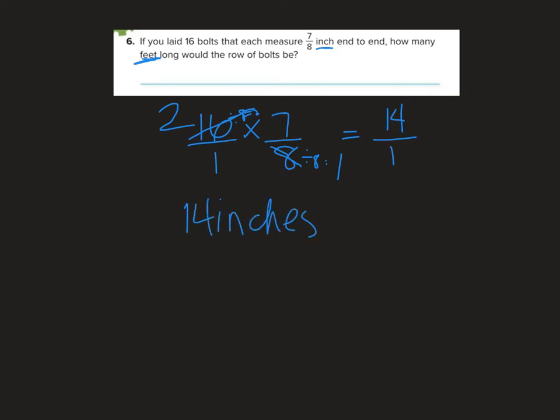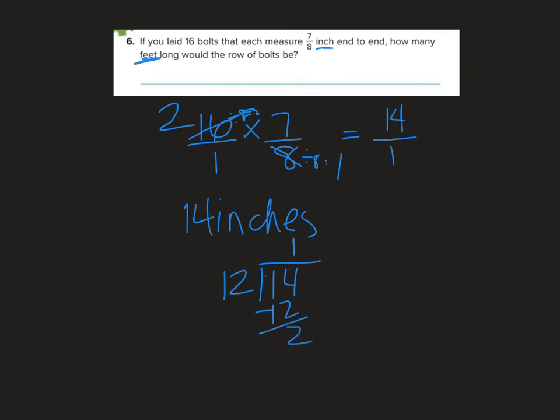If I laid 16 bolts that are 7/8 inch long end to end, it wants to know how many feet. If I'm going from a smaller unit to a larger unit, I need to divide. So I need to do 14 divided by 12, since there's 12 inches in 1 foot. I know that's 1, subtract 12, and I have 2 left over.